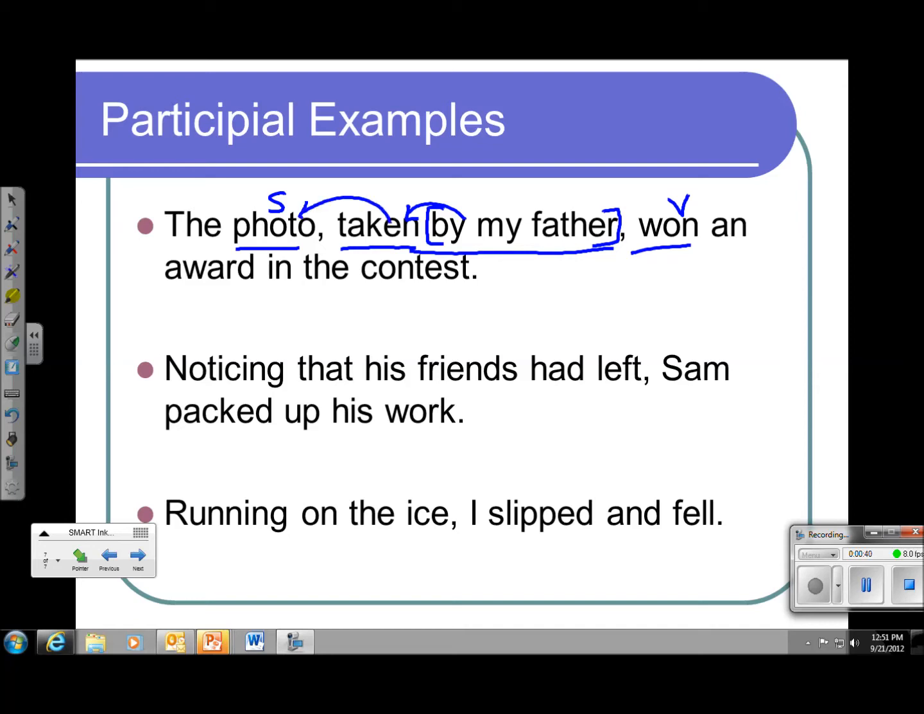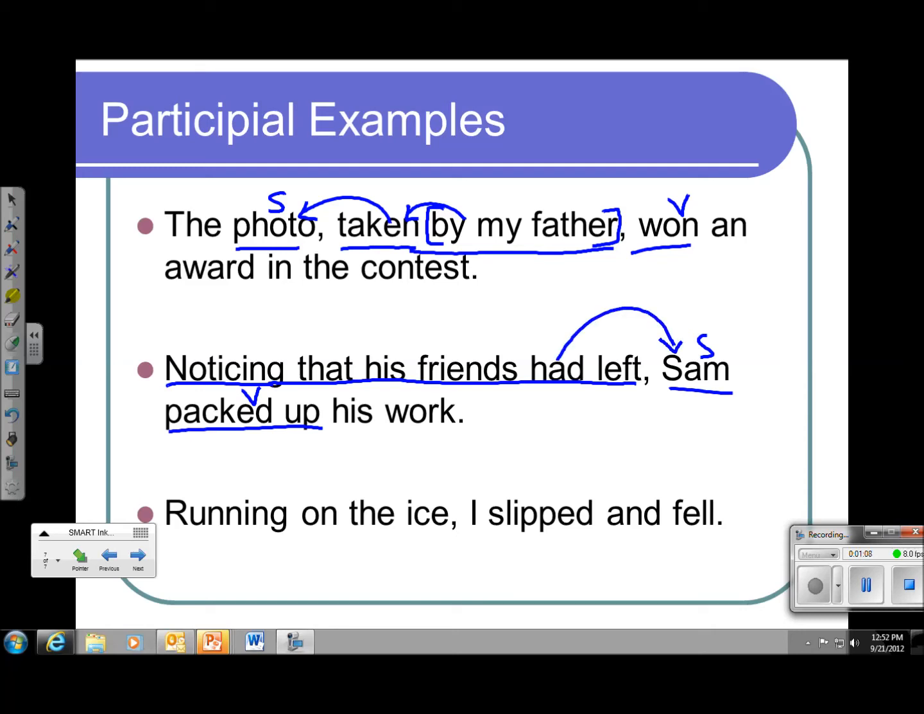phrase is describing photo. For the second example, "Noticing that his friends had left, Sam packed up his work." Sam is my subject. What did Sam do? He packed up, okay? So that's not the participial. Where's the other verb in the sentence? Noticing. Noticing what? Noticing that his friends had left is the entire phrase, and it's describing Sam.